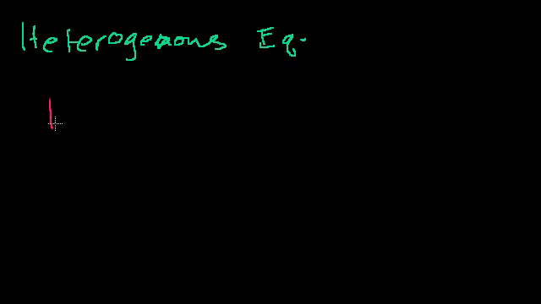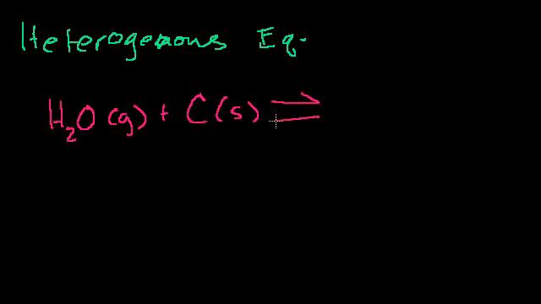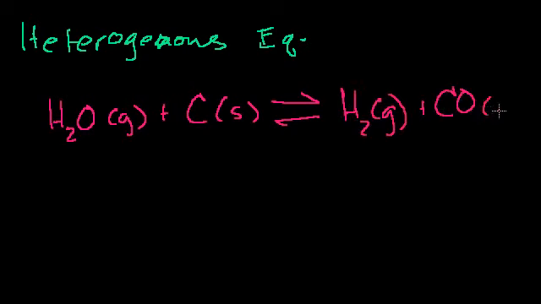So let's say I have H2O in the gaseous state, and that's essentially steam, so it's not going to be the solvent this time, plus carbon in the solid state. And let's say that that's in equilibrium with hydrogen in the gas state plus carbon dioxide in the gaseous state. This is a heterogeneous equilibrium because you have things in the gaseous and the solid state.